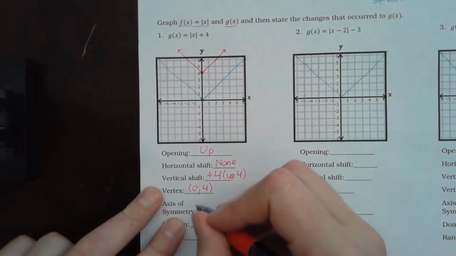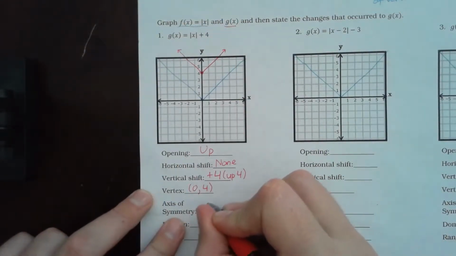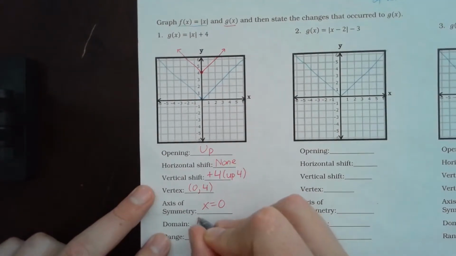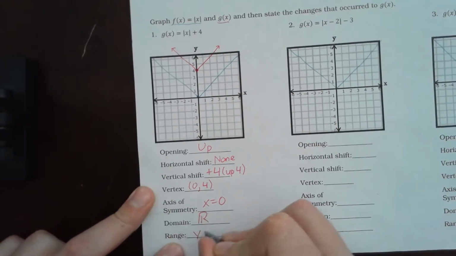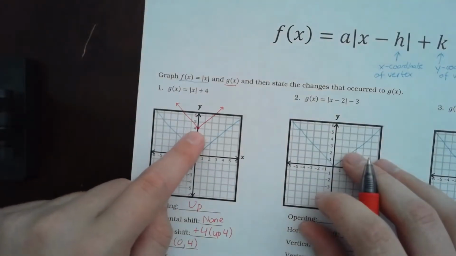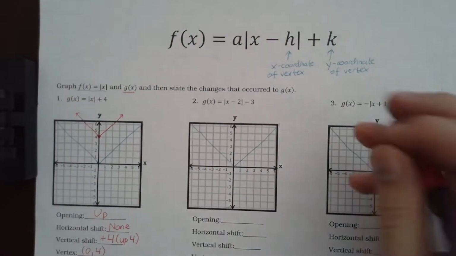Axis of symmetry, that's whatever splits our graph in half, so that's just going to be the y-axis. That's when x is 0. Domain stays the same. All real numbers. Range is actually going to change a little bit. We are everything greater than or equal to 4. So 4 and above. Alright, moving on. Let's cruise through these next couple.